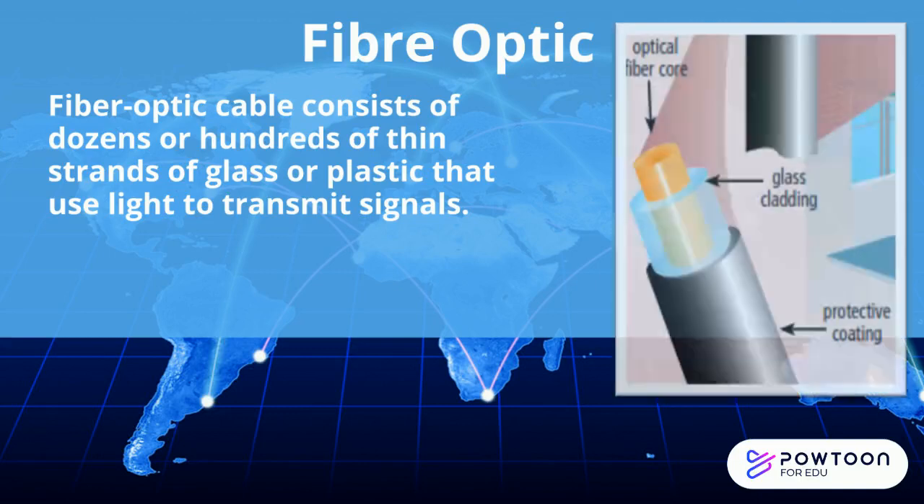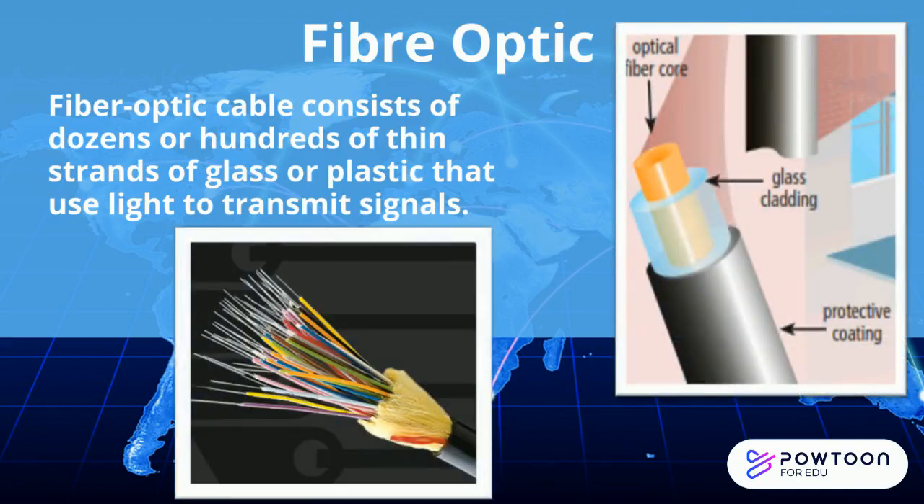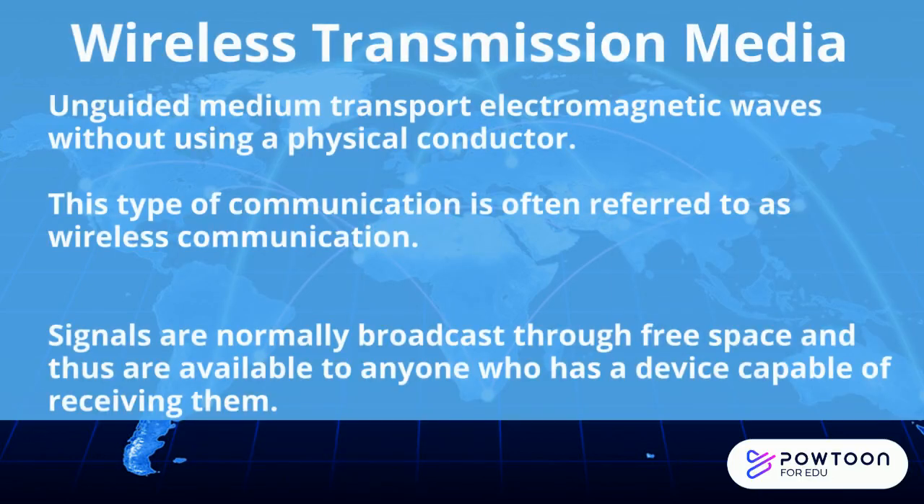Fiber optic cable consists of dozens or hundreds of thin strands of glass or plastic that use light to transmit signal. Wireless transmission media is an unguided medium transport electromagnetic waves without using a physical conductor. This type of communication is often referred to as wireless communication.